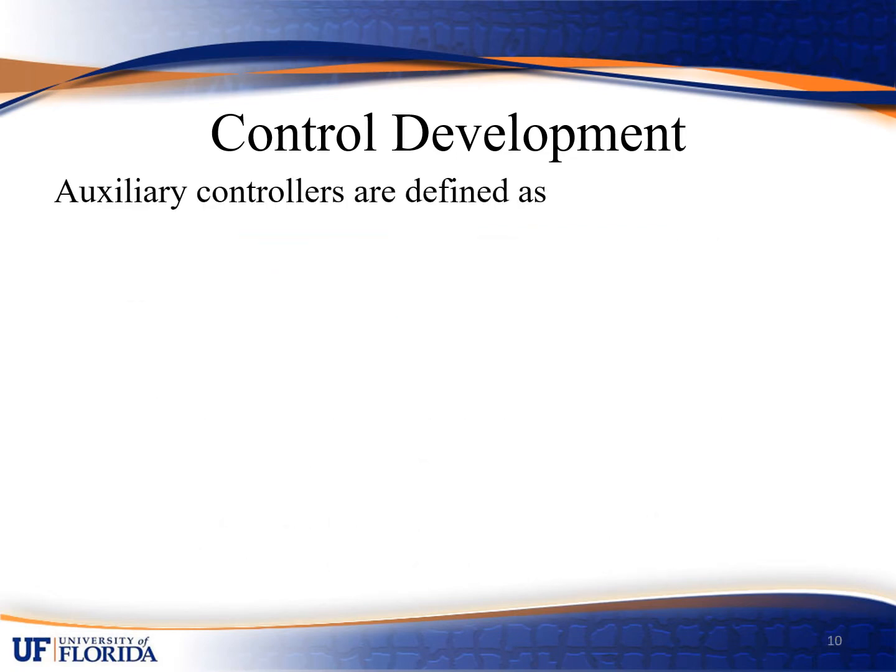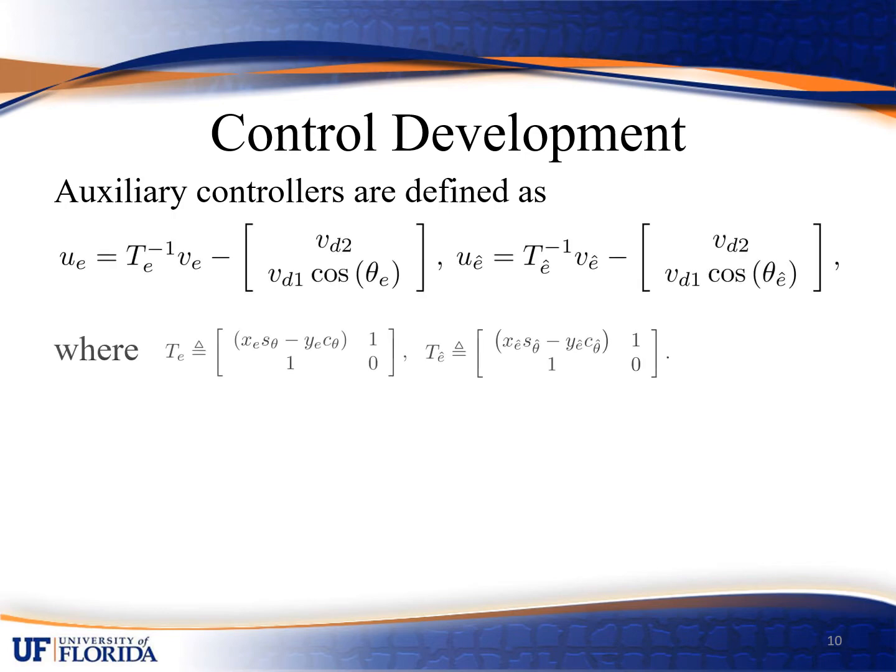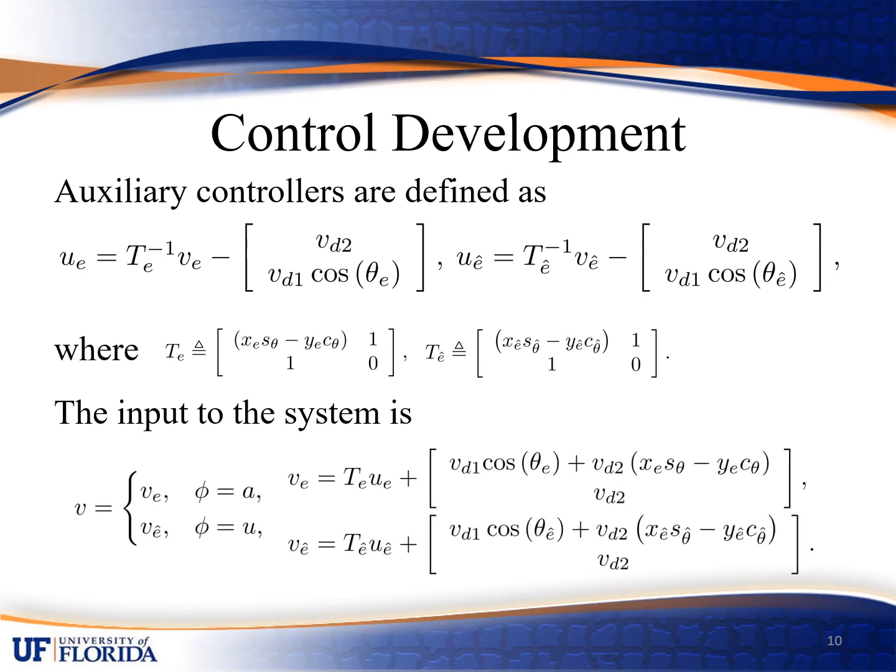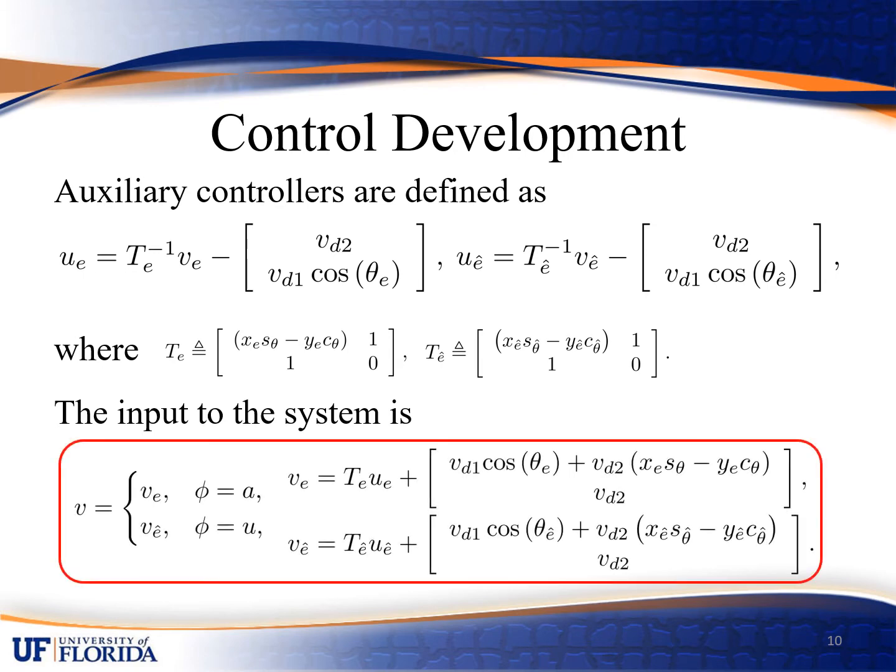The auxiliary control inputs are defined as shown, and T_e and T_e hat can be defined as shown here. Substituting the T matrices into the auxiliary control inputs u_e and u_e hat will give the actual velocity control input v, which is circled in red here.